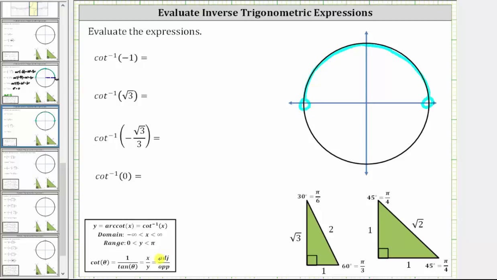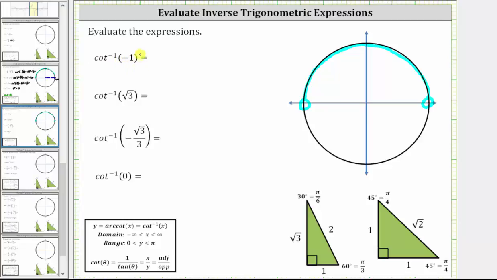And since cotangent theta is equal to x divided by y on the coordinate plane, notice cotangent is positive in the first quadrant and negative in the second quadrant. To begin, we have inverse cotangent of -1, which is equal to the angle in this interval that has a cotangent function value of -1.